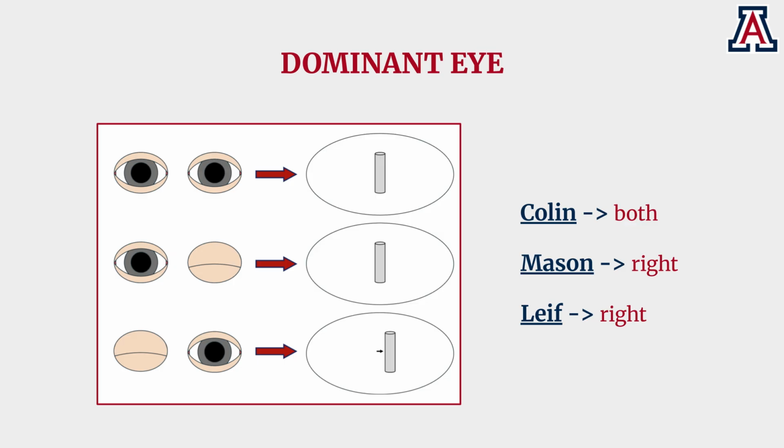To test this, we held a piece of paper with a small hole in it and viewed an object through the opening with both eyes. Then, we closed each eye one at a time. If the object stayed centered when one eye remained open, that eye was dominant. From this test, Mason and I were right eye dominant, while Colin appeared to have no single dominant eye.